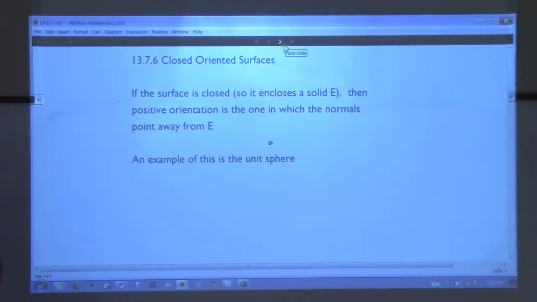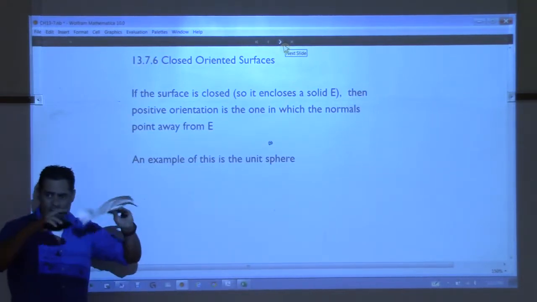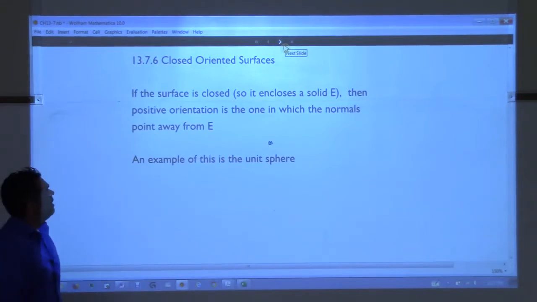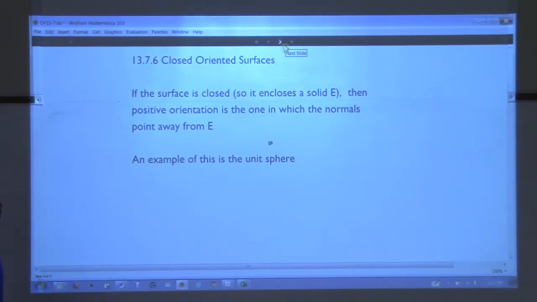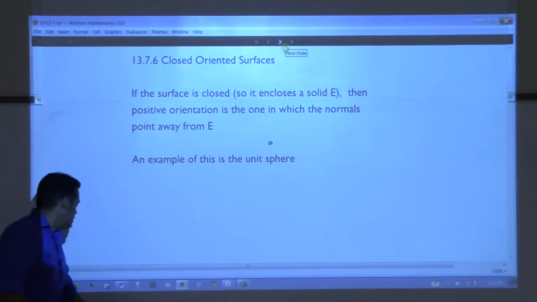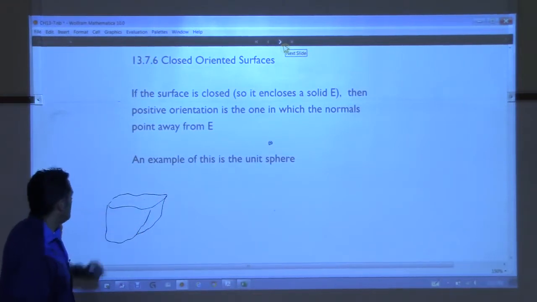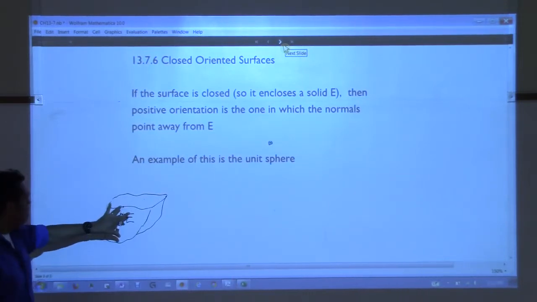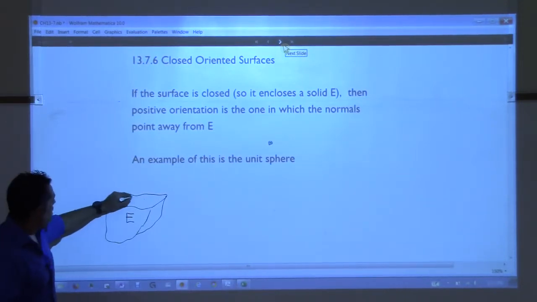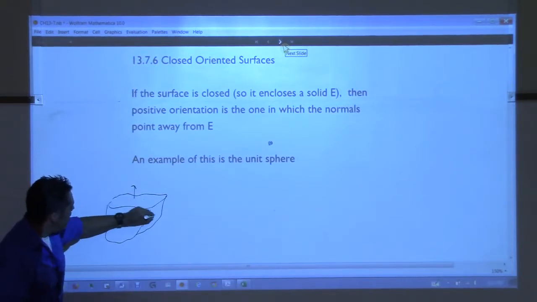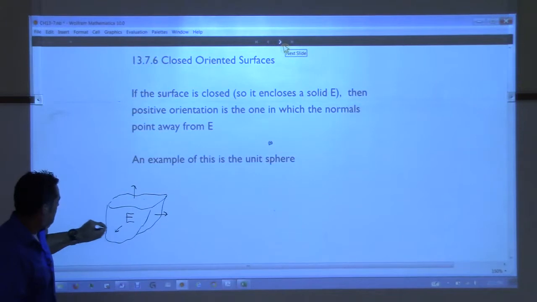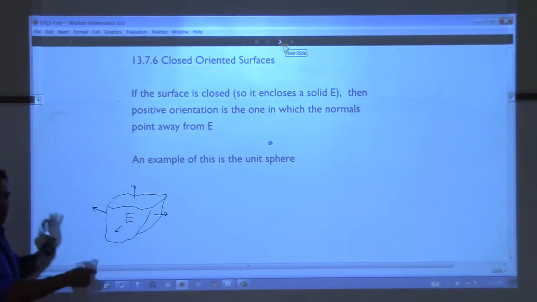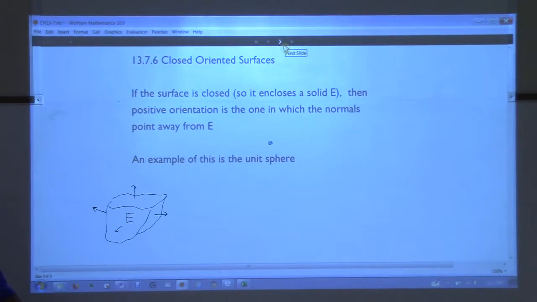Now, closed oriented surfaces. If the surface is closed, that means it encloses a solid like the sphere. Then positive orientation is the one in which the normals point away from the solid that it encloses. So if you have a surface that somehow encloses a solid, and E is the solid that it encloses, positive orientation is where the normals would always be pointing away from that solid E. Does that make sense? That's positive orientation. And then negative would be pointing in.